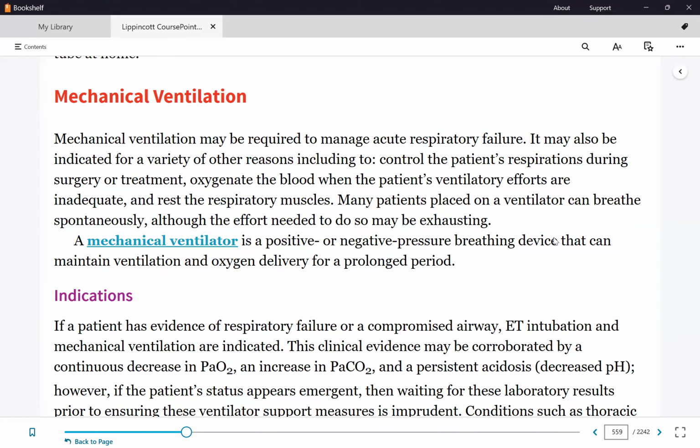Before we go to mechanical ventilation, let me show you ARDS first so that the therapy makes more sense.